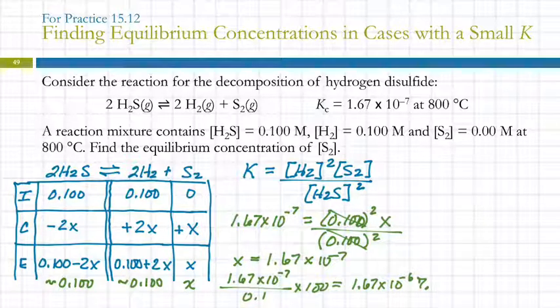We do have a concentration now of S2. S2 concentration at equilibrium is x, and so our answer, S2 concentration, is equal to 1.67 times 10 to the minus 7 molar. There. Any questions?